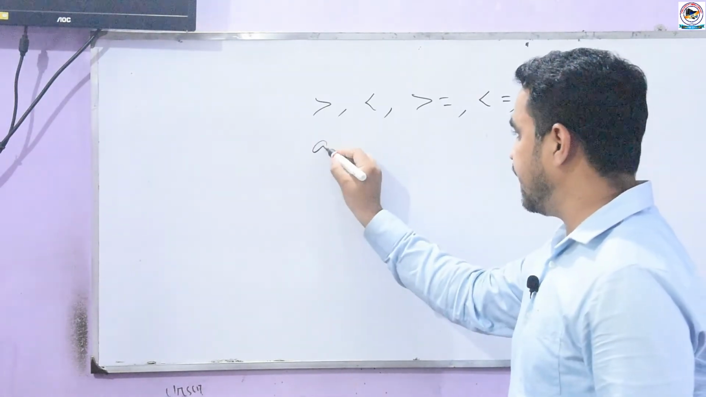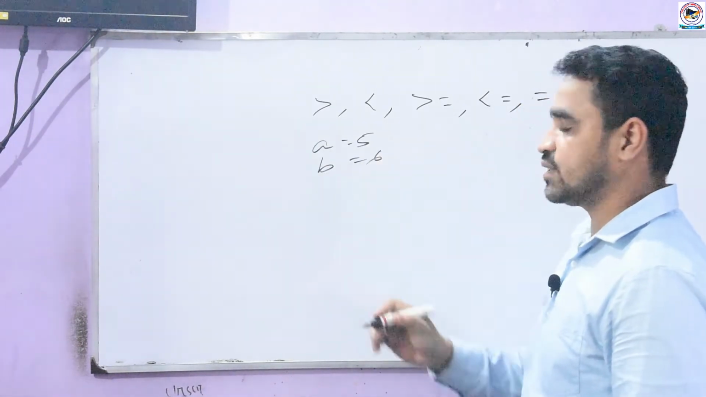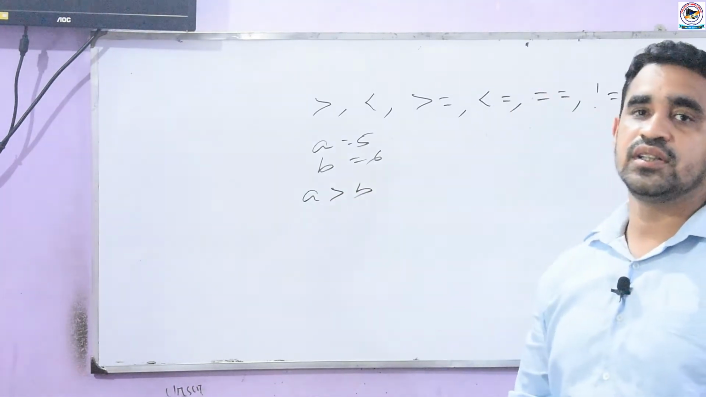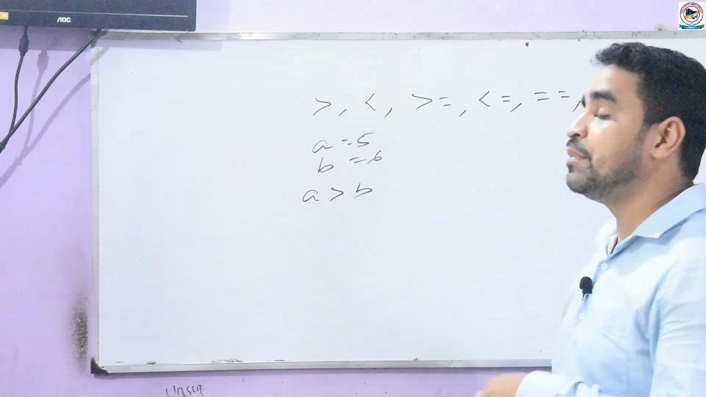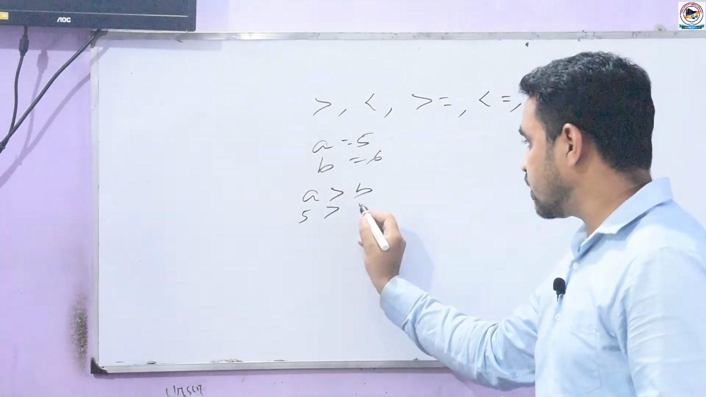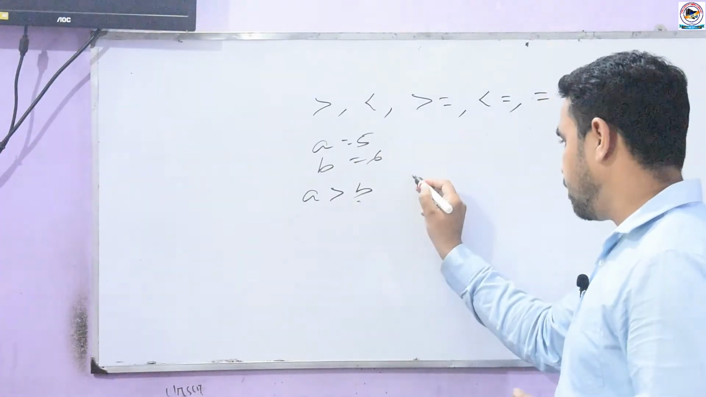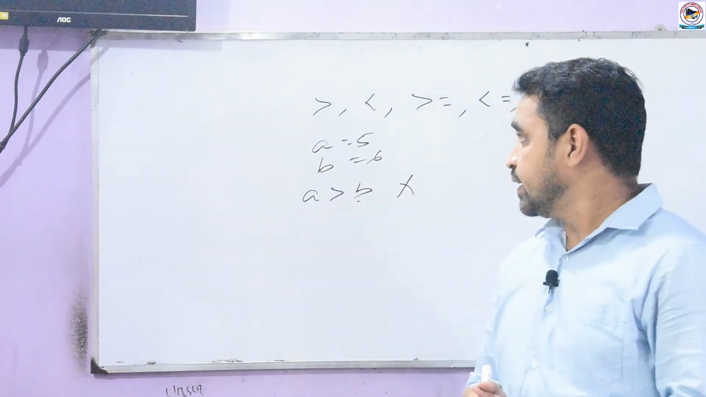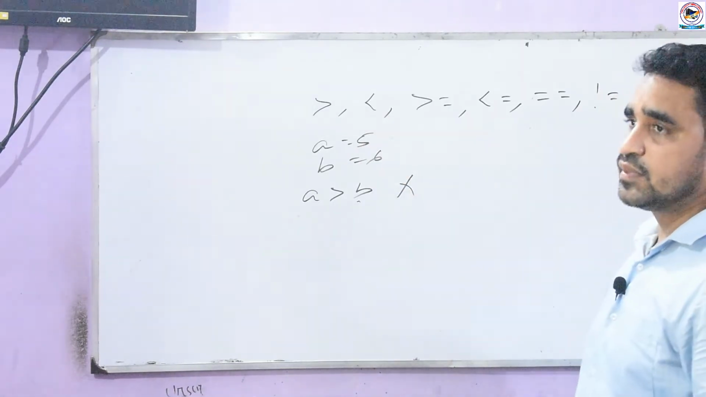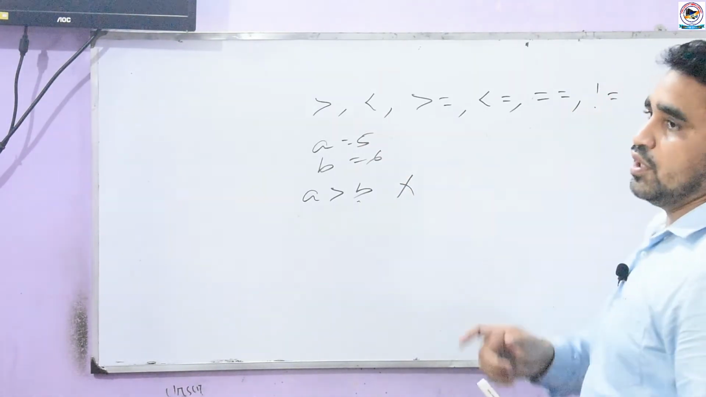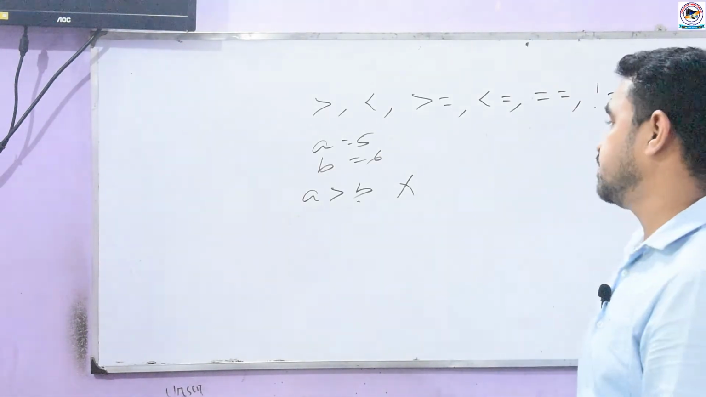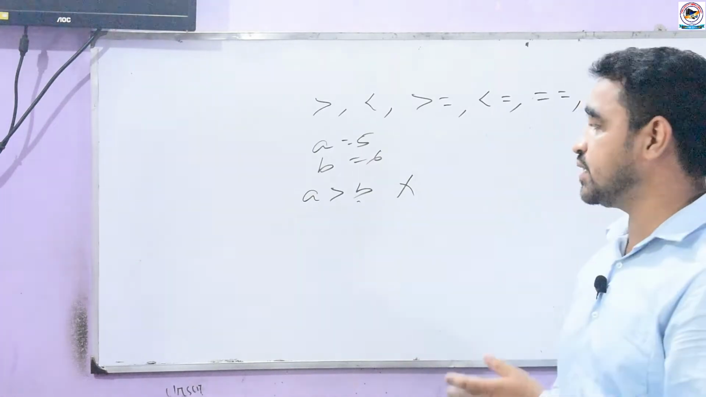For example, A is equal to 5, B is equal to 6. If we write A greater than B, it raises a question. It may be true or false. The value of A is 5, 5 greater than 6, it will be false. Similarly, we use less than, greater than or equal to, less than or equal to, double equal to and not equal to.